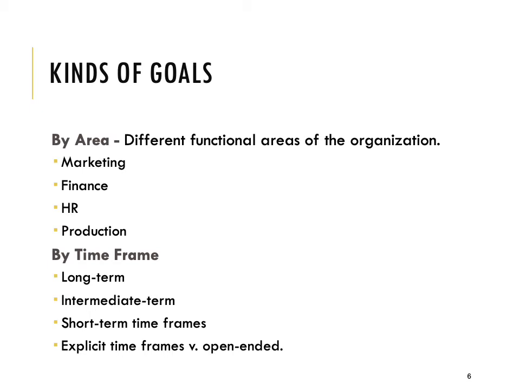Goals divided by area describe the different functional areas of the organization, such as marketing, finance, human resources, and production. Goals divided by time frame are such as long-term goals, intermediate-term goals, short-term goals, explicit time frame goals, and open-ended goals.